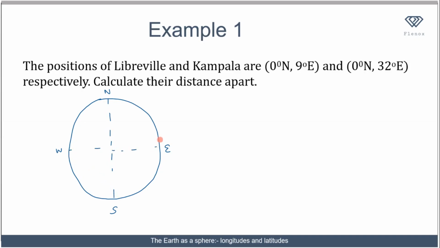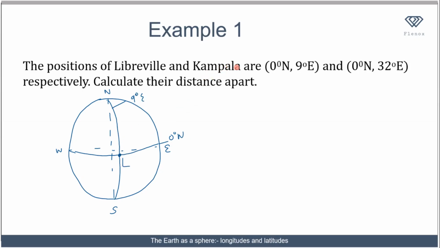So we are told that the first point, Libreville, is at 0 degrees north and 9 degrees east. So we know that 0 degrees north is going to lie at this center part here. So this point lies on the equator. East is towards this direction, so I'm going to have my 9 degrees east. And the point of intersection is Libreville, which I will denote as L.